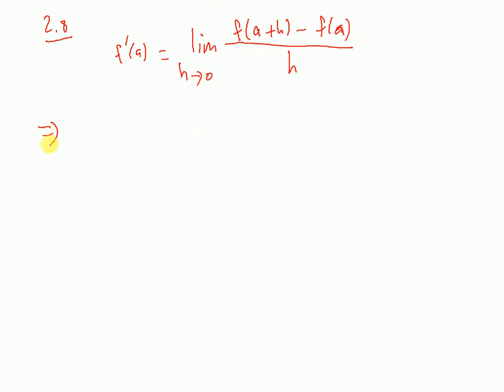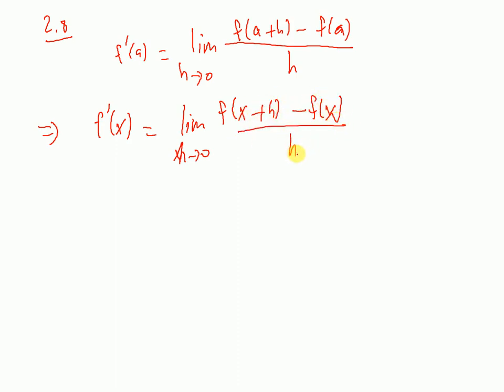But now, instead of letting the point be a, we can talk about this function in general, f prime of x. So instead of writing a, now we write x. So the limit as h goes to 0 of f of x plus h minus f of x over h. So f prime of x, or the derivative of x, is the limit of these fractions.